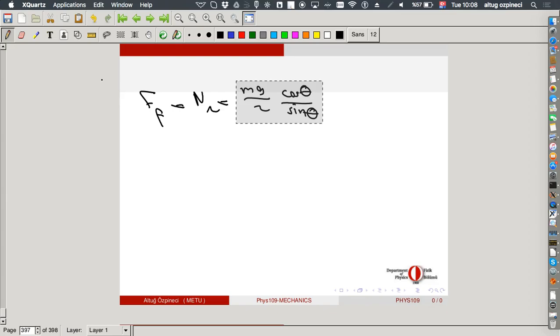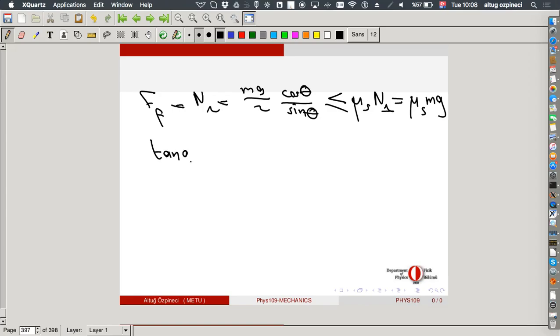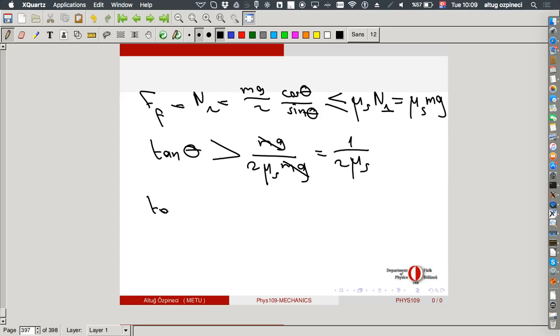Now we already know that this is a static friction force. So if the object is to stay there, this force has to be less than or equal to mu s times N1. And we had already determined what N1 was. This is mu s times mg. Or tangent theta should be larger than or equal to mg over 2 mu s mg, that is, 1 over 2 mu s.